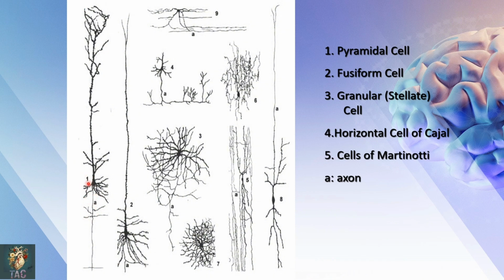So for the different types of cell in this diagram, you can see this is the pyramidal cell which is present. This is the fusiform cell, which has many small dendrites and one axon moving towards the cerebral cortex. It's in the superficial layer. Then the stellate cells, which are the granular cells, are present. Then you can see the horizontal cells of Cajal and the cells of Martinotti, and these are the stellate cells which are present.